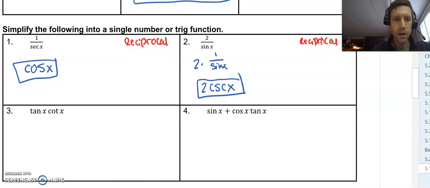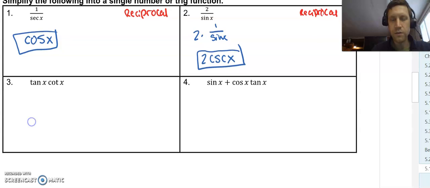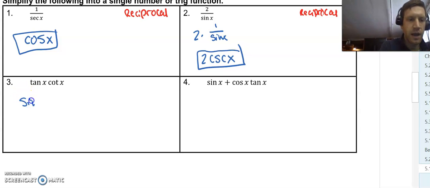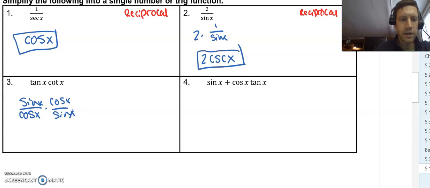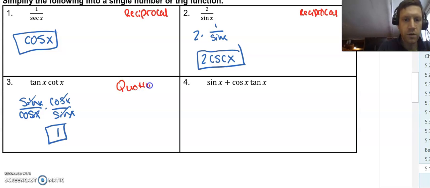All right. Tangent of x times cotangent of x. Let's see. I know that tangent is really sine of x over cosine of x. I know cotangent is cosine of x over sine of x. Right? That's using quotient identities. And now I have sine over sine, cosine over cosine. That's going to simplify to just be 1. So what did I use? I used quotient identities, right? We're just finding equivalent values.